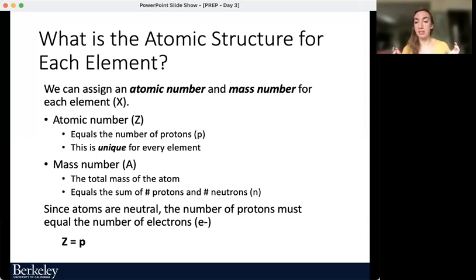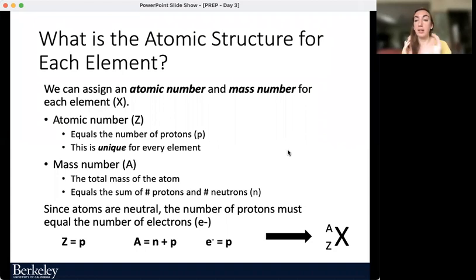So this atomic number Z is equal to the number of protons. I'm just putting in equation form the things that I've been saying on the slide. So that atomic number, which we call Z, is equal to the number of protons. The mass number, A, is equal to the number of neutrons plus the number of protons, because those are the only things that weigh any real or significant amount. And then the last thing is the number of electrons must be equal to the number of protons.